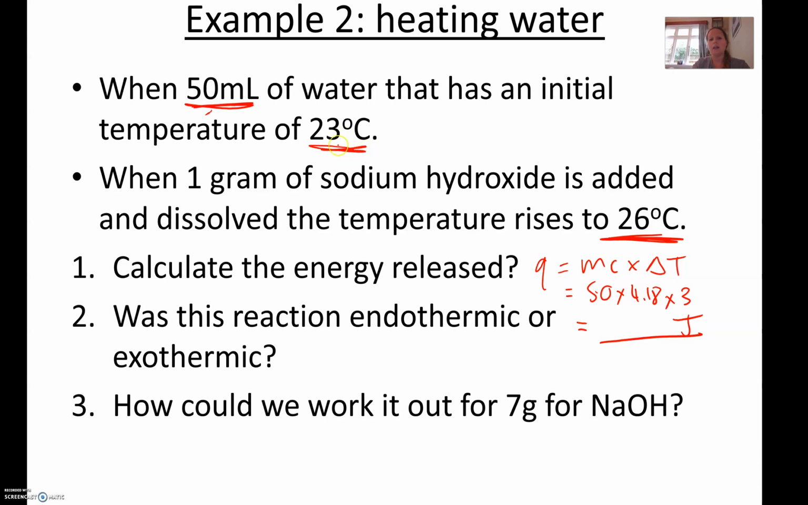Now, if you see here, the temperature went from 23 to 26, which means the temperature has increased, which means when the reaction happened, heat was released into the surroundings, which means this reaction must have been exothermic. So therefore, that value should actually have a negative. Question 3, how could we work it out for 7 grams? Well, whatever this value was for 1 gram, for 7 grams, it would be times by 7.